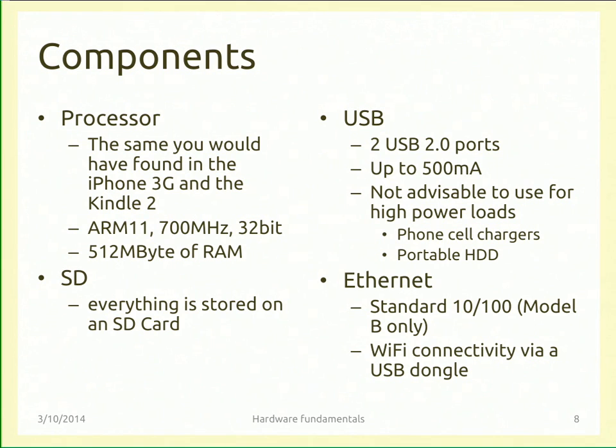Other things that are on board that we can exploit: an Ethernet connection, a wired connection. 10/100 auto settings, so it depends on the network you connect to. And it can use Wi-Fi connectivity by means of a USB dongle. So we have two USB ports. If you want Wi-Fi, one is lost for Wi-Fi. Okay, so just one USB port.